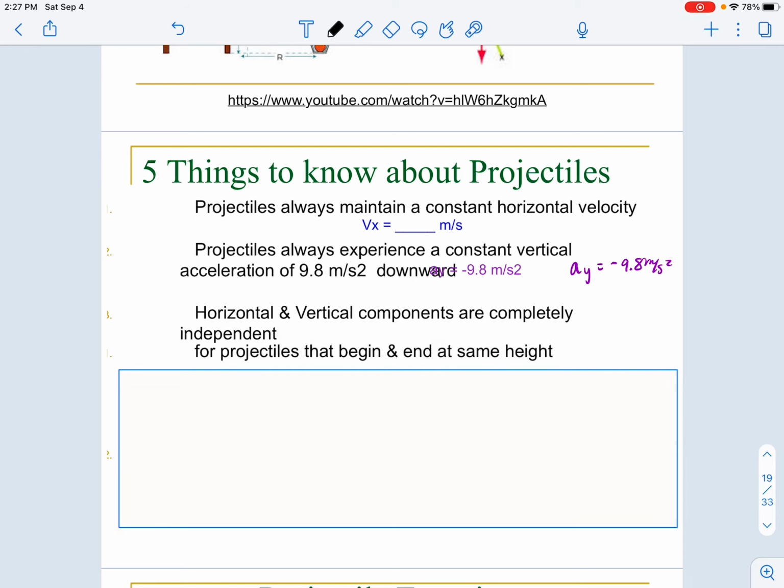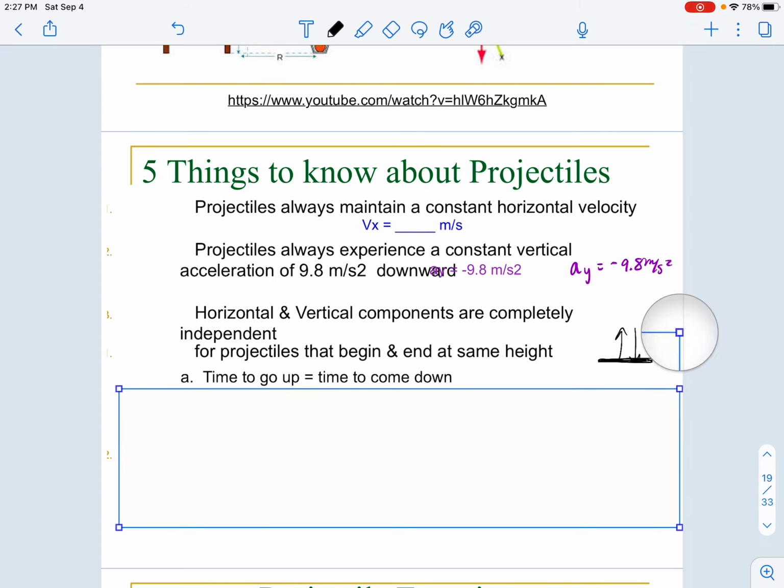For projectiles that go up and come back down. So it says for projectiles that begin and end at the same height. So this object went up and came back down. So the beginning and ending positions are the same vertical position, okay? There's two things we need to know in this particular situation.